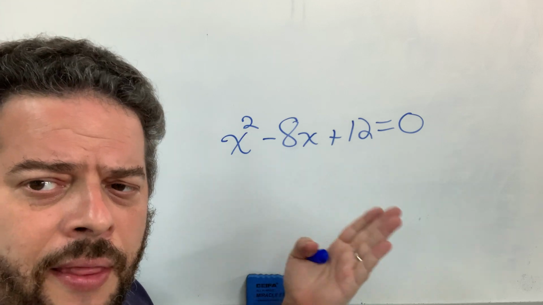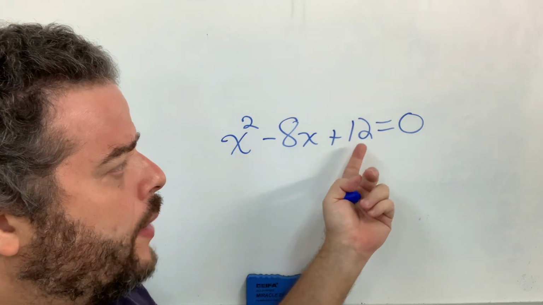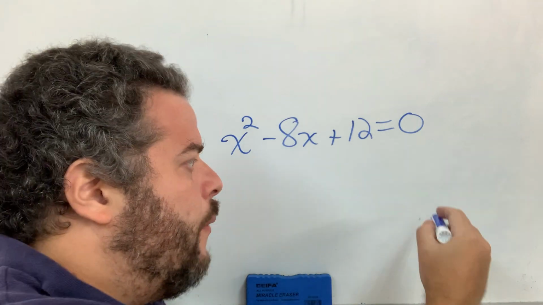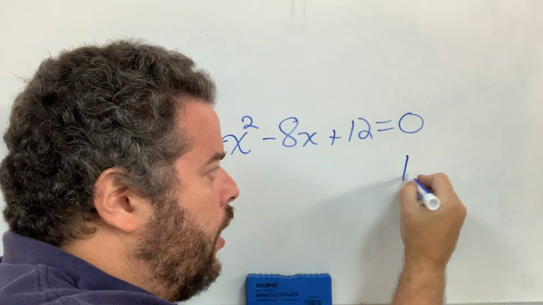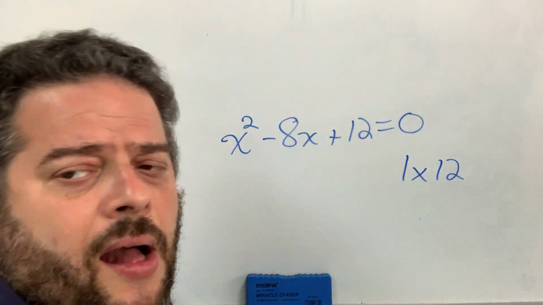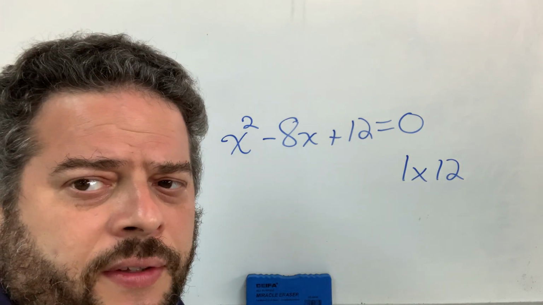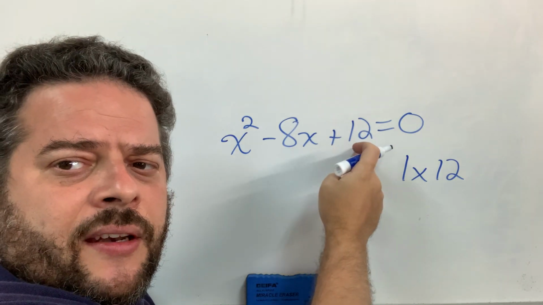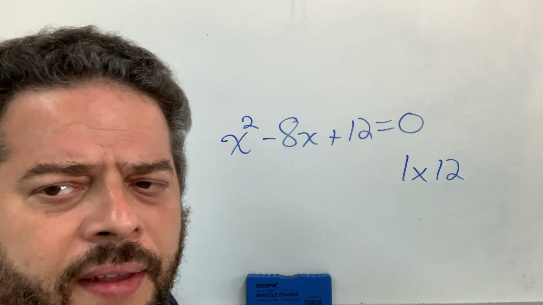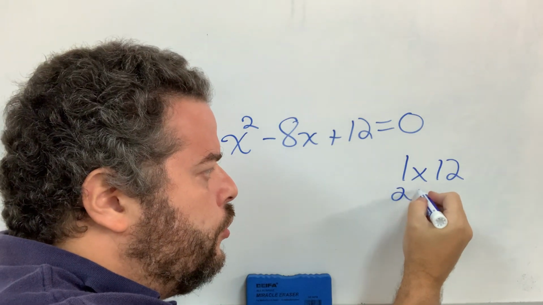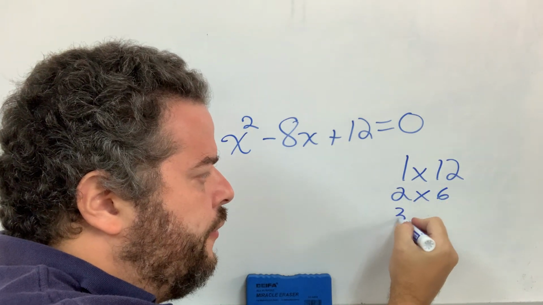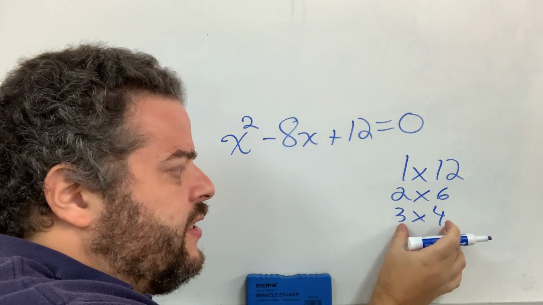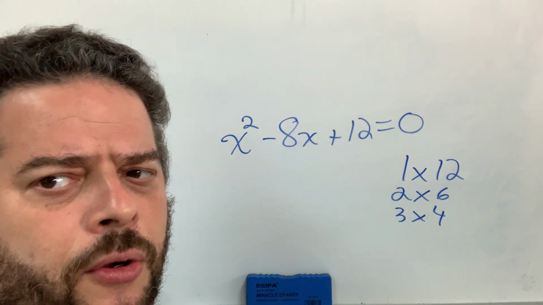Now, the way I do it, I think it's very simple. We try to find all the positive factors of this number. And we always begin with 1. 1 times 12. Always begin with 1. Students forget the 1 sometimes. 1 times 12. And it doesn't matter whether this number is positive or negative. You're always going to give the positive factors. Then I go 2 times 6. 3 times 4. 4 times 3. Once it starts repeating, you stop. There are no other factors.